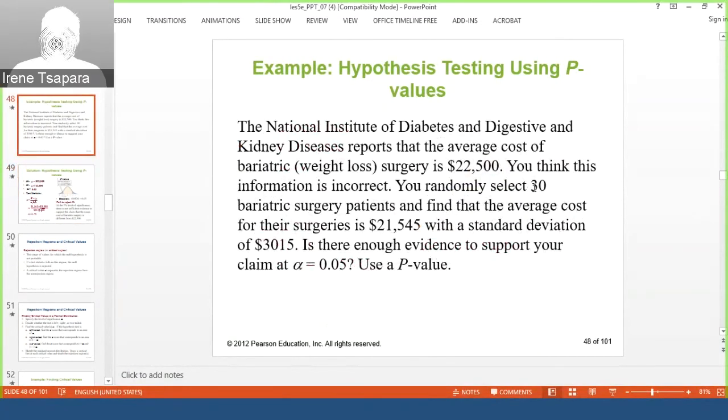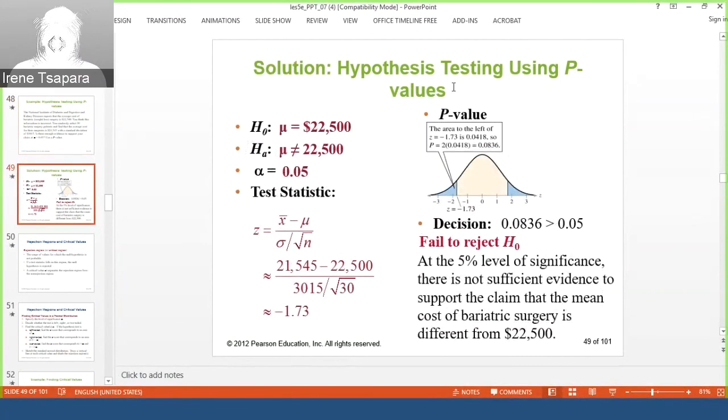That's the example. Again, it's a normal distribution because I have 30 bariatric surgery patients. Again, the test that I ran is on the mean, but this time it is on the price of the surgery. And again, I want to run it with a p-value. If I set up my test, I see that the HA is different than 22,500. So I don't care for the test right now. What I want you to see is the p-value.